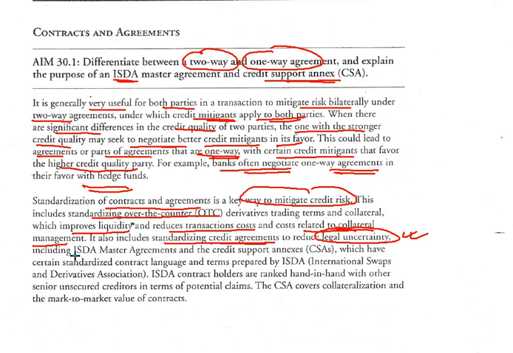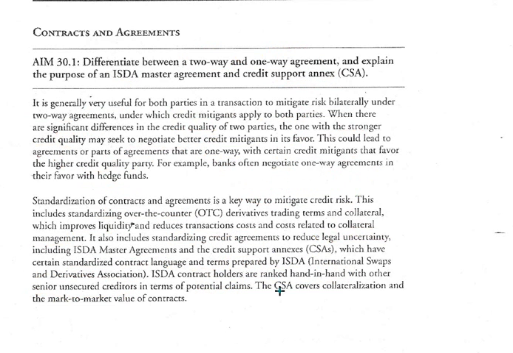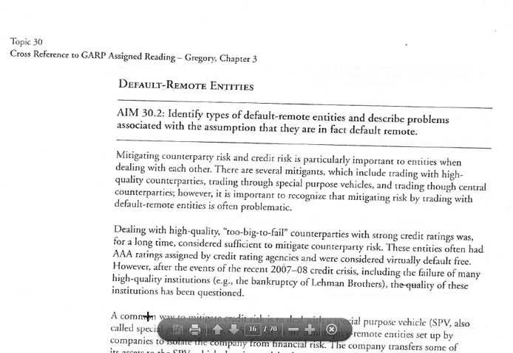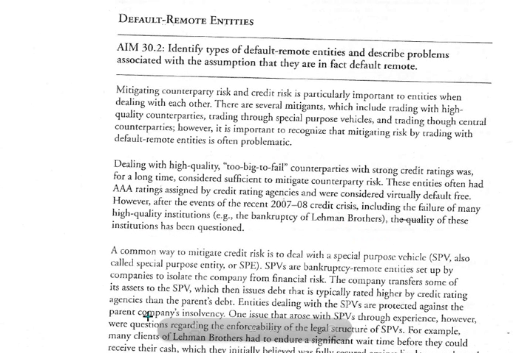So what they are saying is we have ISDA master agreements and credit support annexes, which are standardized contracts, and the language and the terms are prepared by ISDA. ISDA contract holders are ranked hand in hand with other secured and unsecured creditors. So those who have an ISDA contract are treated pari passu, or at par, with the other creditors in terms of the potential claims. And the CSA, the credit support annex, covers over-collateralization and the mark to market value of the contracts.